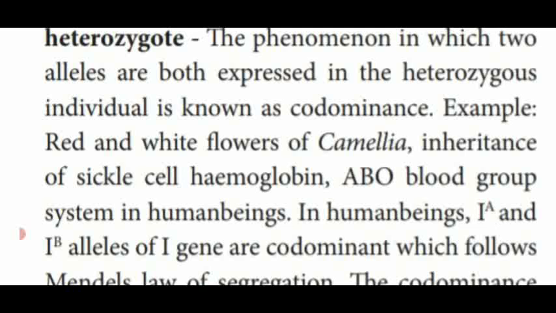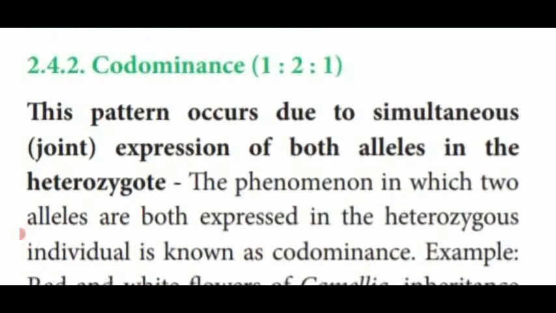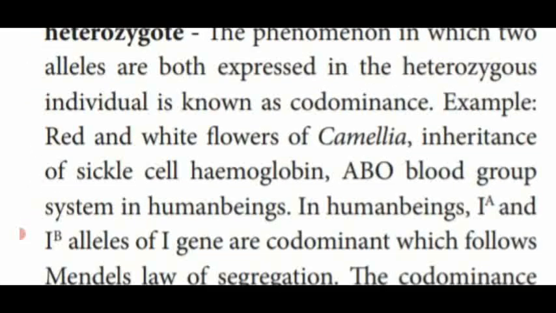Example: red and white color flower of camellia, inheritance of sickle cell hemoglobin, ABO blood group system in human beings are the 3 examples of codominance. So, a 2-mark question is there. Write the examples of codominance. What is that? Red and white color flowers of camellia, inheritance of sickle cell hemoglobin, ABO blood group of human beings.